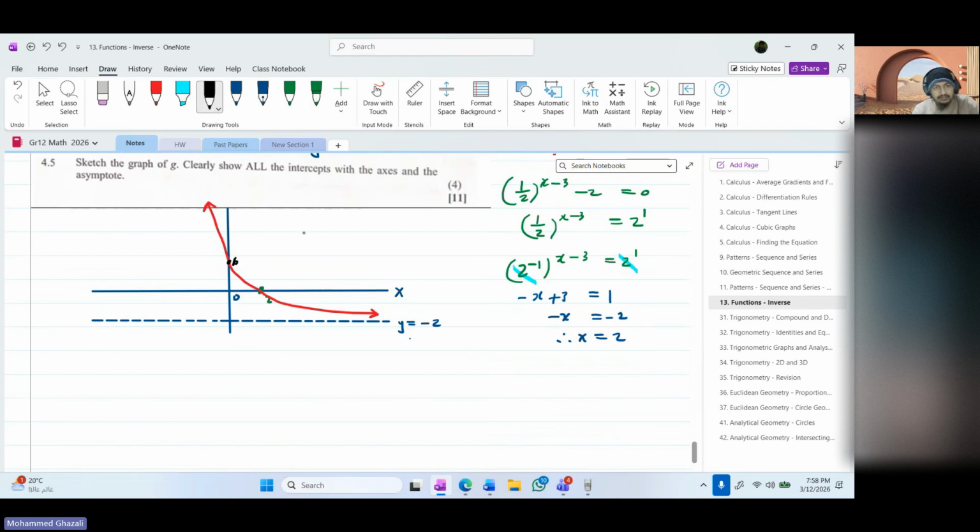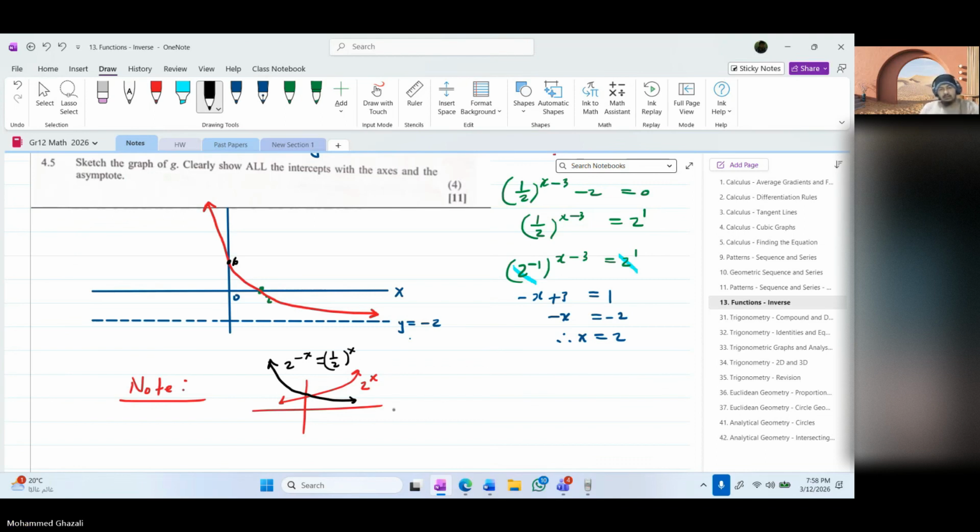Just to note, these are the different types of exponential function that you can get. I'll just use base 2. This is 2 to the power x exponential function. This is 2 to the power -x exponential function. It's the same thing as saying half to the power x. Yeah, so these are the different types of exponential functions you can get.